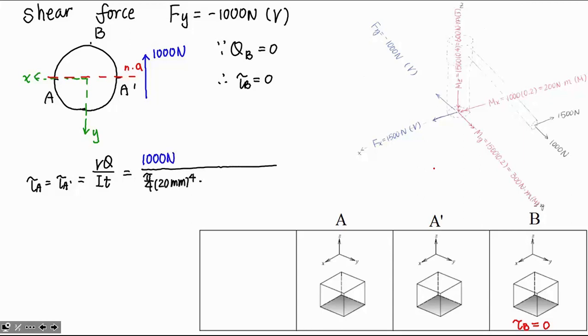And again, cutting width will be diameter. So don't be lazy. You have to do the calculation every time. Otherwise, the force changed, your stress will change.